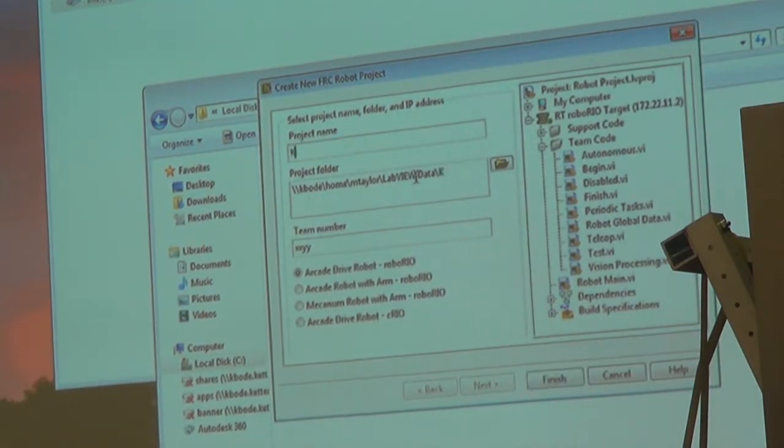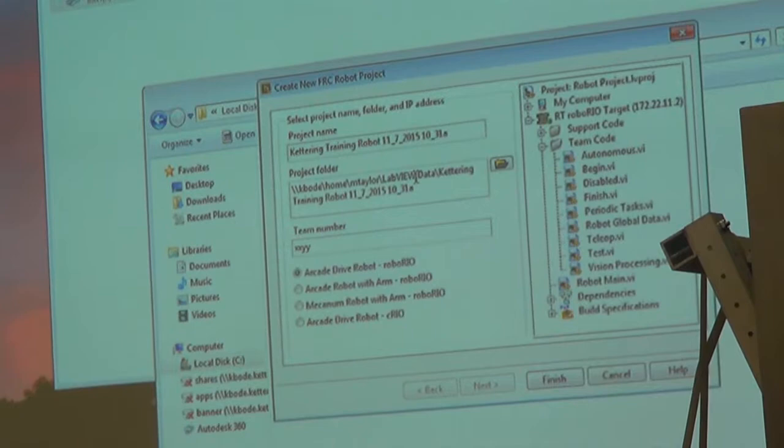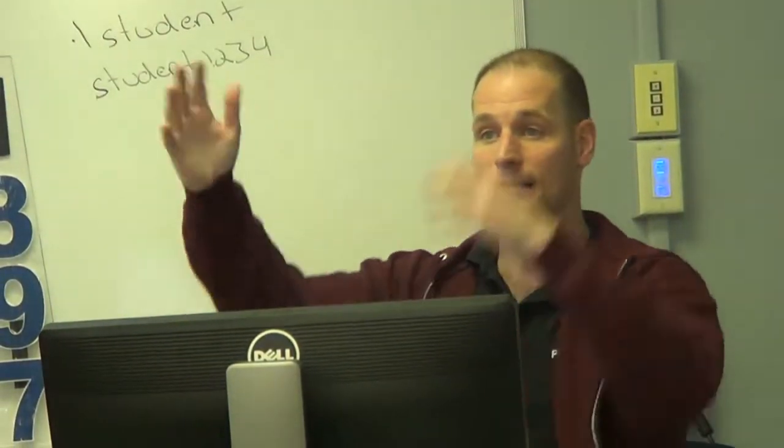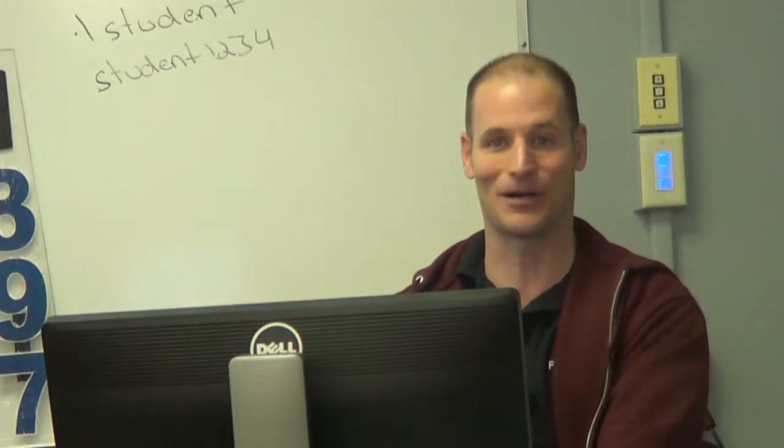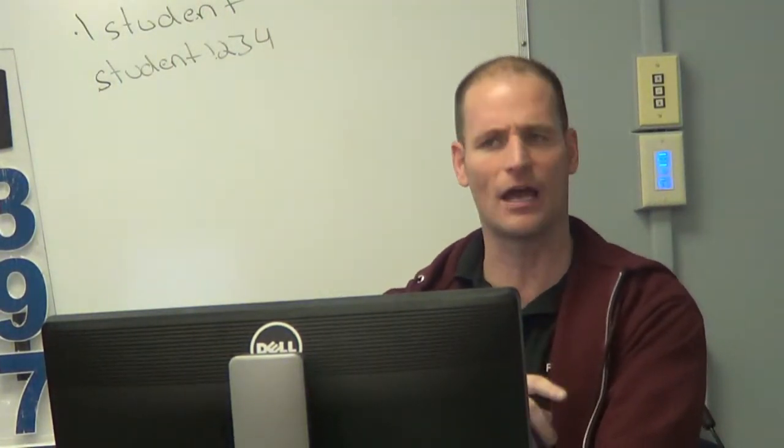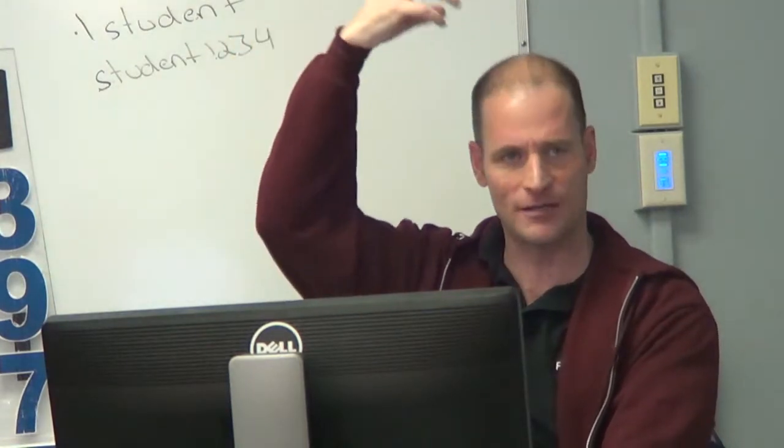So I'm going to say Kettering training robot, and then it is 11 underbar 7 underbar 2015. It is 10:31 a.m., 10 underbar 31A. That's a lot of words to describe a program, isn't it? But guess what? That sort of naming convention can be very helpful for you because you're going to be making code revisions all the time, and all of a sudden your code's not going to work. And you're going to say, well, what did you change? And of course you're going to be changing 7 things at once because your brains aren't working right yet, most of the kids.